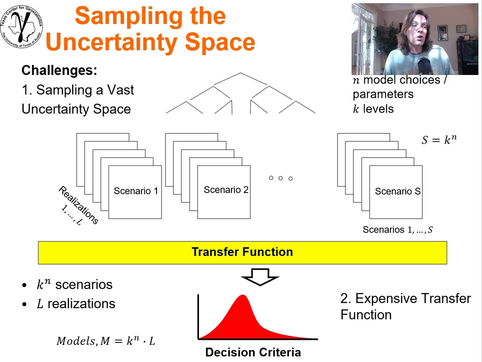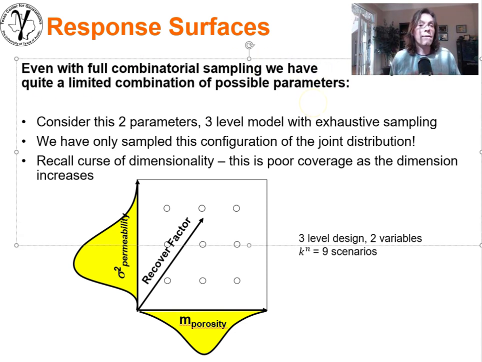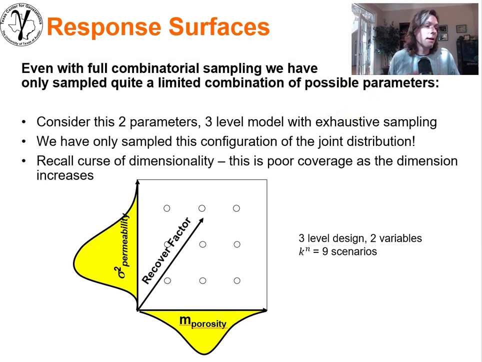So these two problems, the vastness of the uncertainty space and the computational overhead of the transfer function, mean we have a problem. We have to do something about it. What do we do about it? The general approach is use of a response surface. What is a response surface? It's simply going to be a proxy model that provides us with an approximation of the behavior of the response in the presence of all of the possible parameters.